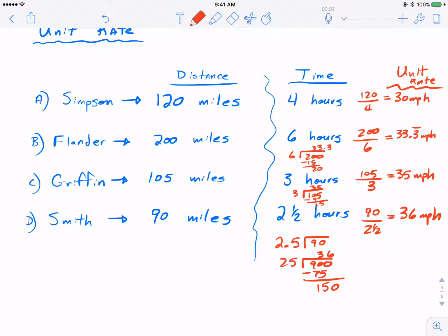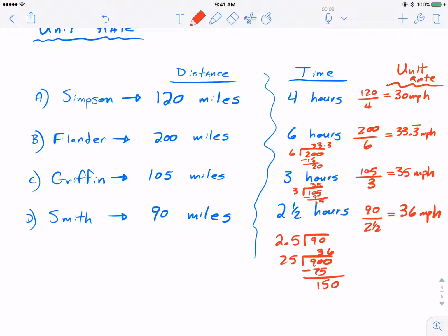And we didn't really have a question here to look at, but let's pretend it said something like who was traveling at the fastest rate, or who had the fastest average speed, and it would be very easy to compare 4 numbers. The Smith family was going the fastest. Griffin was very close at 35, but the Smiths were going 36 miles per hour as compared to the rest of them. They were all below that.